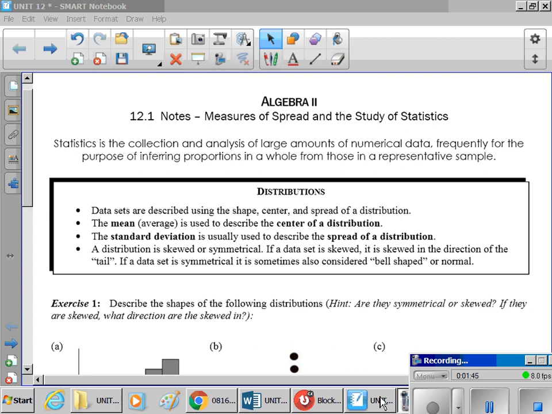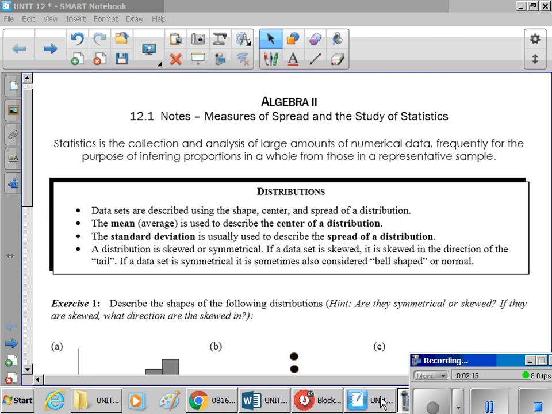So distributions. Data sets are described using the shape, center, and spread of a distribution. The mean or the average, the statistical average, that's the average that most of us use, is also the median and the mode, which are also centers of a normal distribution, used to describe the center of a distribution. The standard deviation is usually used to describe the spread of the distribution.